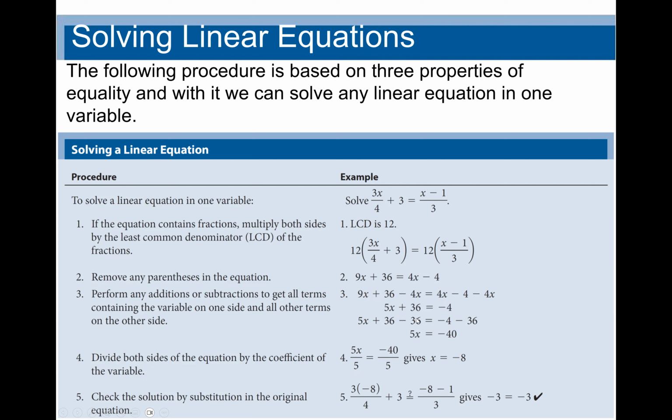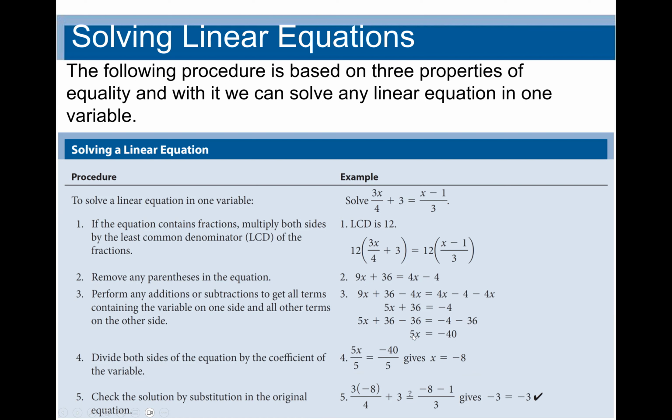So now our next goal is to take plus 36 out. So we are going to add minus 36 to both sides of the equation. So we get 5x plus 36 minus 36 equal to minus 4 minus 36. And minus 36 plus 36 will be 0. So we get 5x equal to minus 4 minus 36, which will give us minus 40.